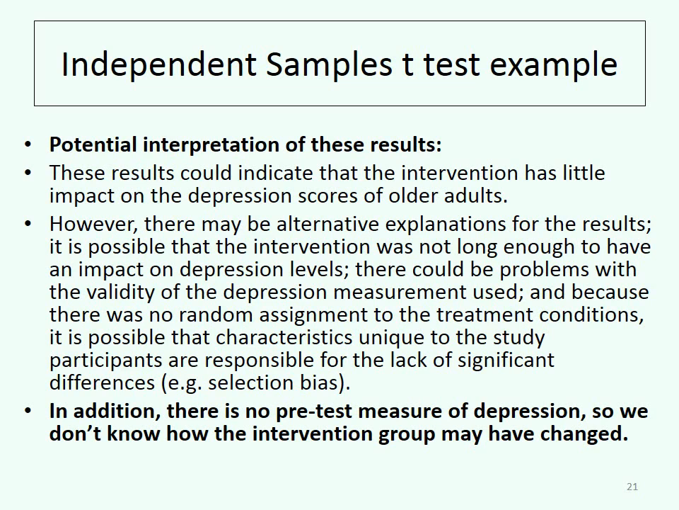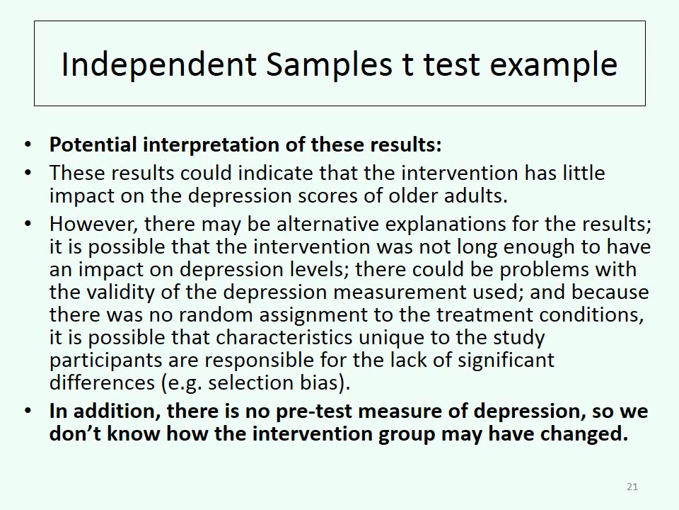Because we found no statistically significant difference between the average depression score in the intervention group and the average depression score in the comparison group, we could conclude that this intervention has little impact on the depression levels of older adults. However, there may be alternative explanations for the results.